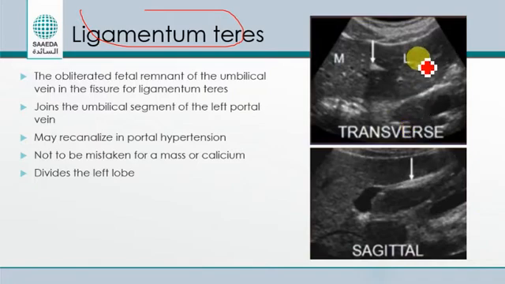For example, you can see here in the transverse section, there is an echogenic structure here. This is the ligamentum teres. It should not be mistaken for a calcification. You can see some acoustic shadowing posterior to it. If you just change the angle, this will disappear, while if it's a calcification, the acoustic shadowing will stay no matter what angle you come from.